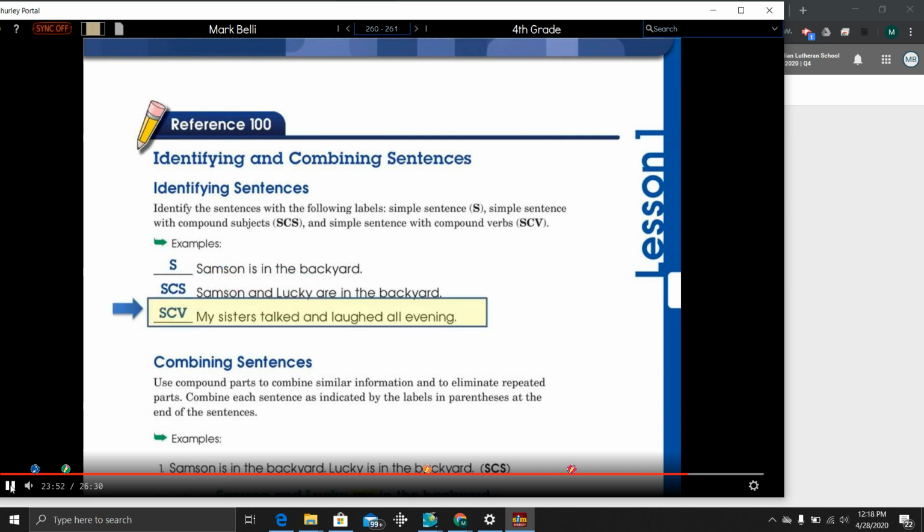My sisters talked and laughed all evening. This is an example of a simple sentence with a compound verb.